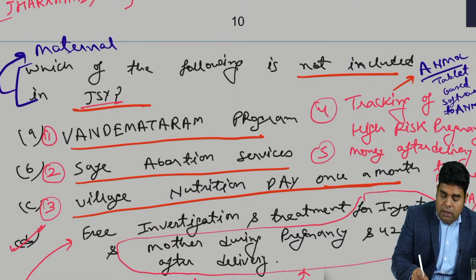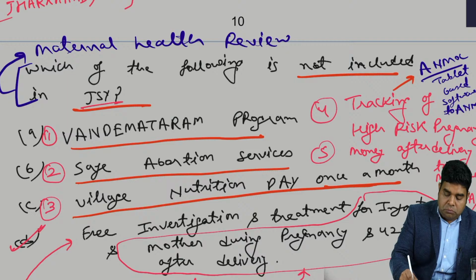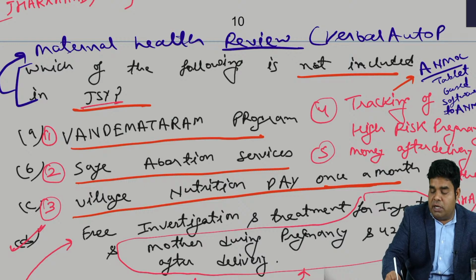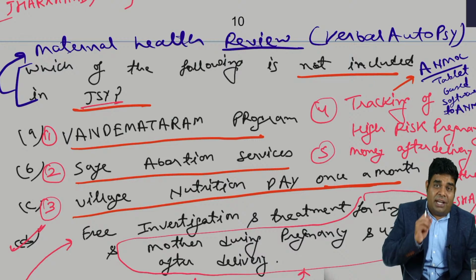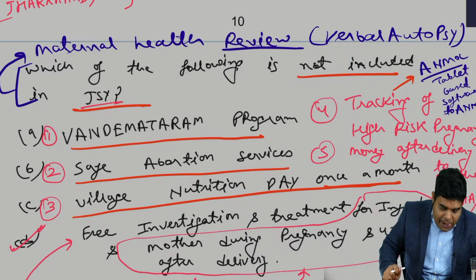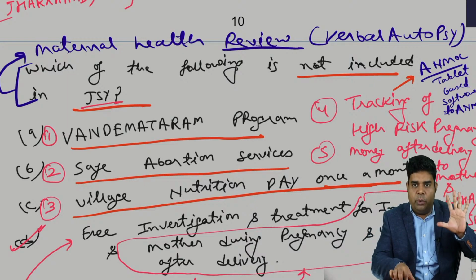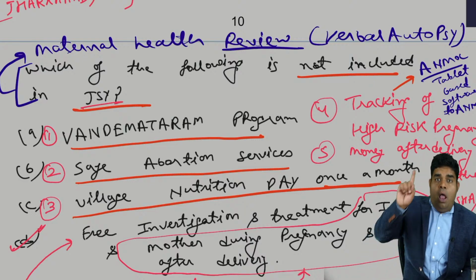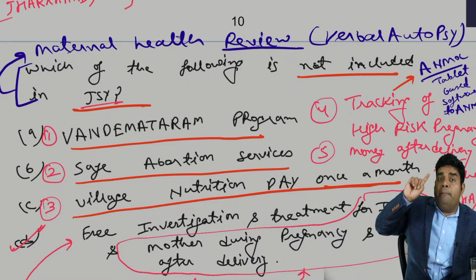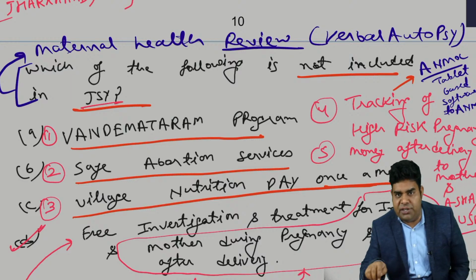Verbal autopsy means a health worker or doctor will go to the home of the mother and ask a lot of questions like how the mother died, what was the condition in the home, and whether the in-laws were treating her well or not, and they will try to find out the real reason by just asking questions. They will do the autopsy of the case just by asking. So do remember the six works of JSY, let me revise quickly: Vande Mataram, safe abortion services, Village Nutrition Day once a month, maternal death review, maternal tracking by Anmol software, and last, money after delivery. Sixth thing in JSY is done.